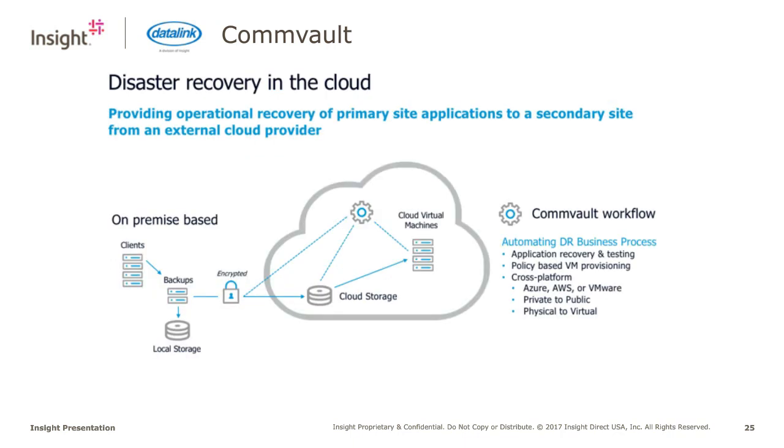And from a workflow perspective, this is what disaster recovery to the cloud would look like. I have my on-premise-based backup and archive data that is encrypted and sent out to cloud storage. And then when the time comes, I can have Commvault actually instantiate those workloads into running cloud virtual machines and bring that environment up in the cloud for true cloud DR.